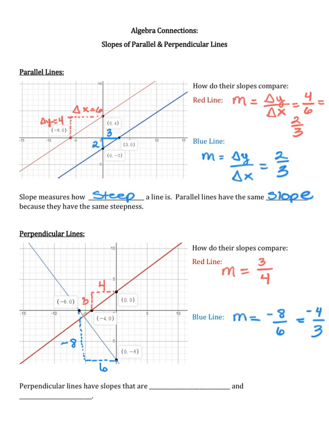These slopes are not exactly the same, but they are related in some way. They are opposite signs, one's positive and one's negative, and that makes sense because my red line's going uphill, my blue line's going downhill. And they are also reciprocals of each other. 3/4 and 4/3 are reciprocals. A reciprocal means we're flipping the fraction. Perpendicular lines have slopes that are opposites, meaning opposite signs, and reciprocals, meaning we flip the fraction.